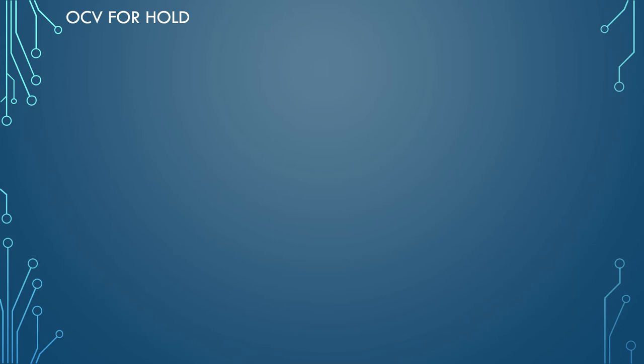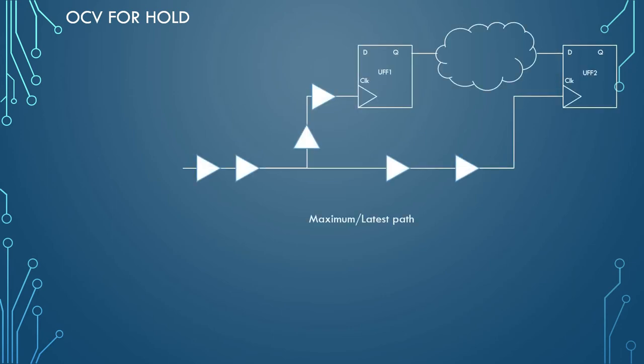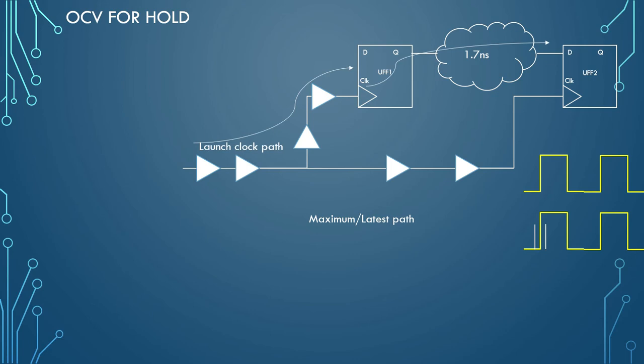Now let us try to understand how we can apply OCV in hold timing checks. For a hold timing check, the max path is actually the capture clock path, and the launch path becomes the early path. So you can say the early or min path is the data path. We have already discussed this in the previous videos on hold timing checks, the link of which is given in the description below. And the data path has a minimum requirement.